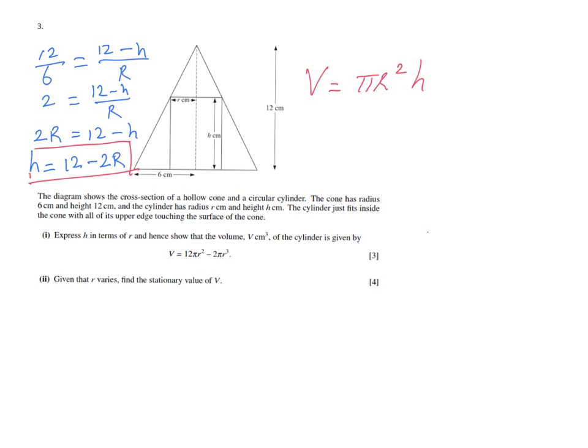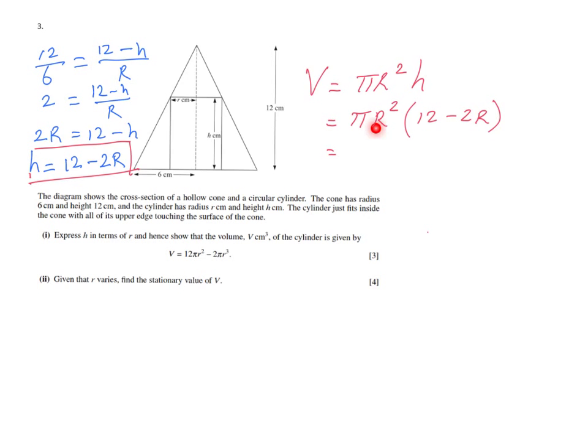You need to know that formula. It is the cross-sectional area times the height. And we have just said that the height is the same as 12 minus 2r. So let's see what happens if we say pi r squared times 12 minus 2r.